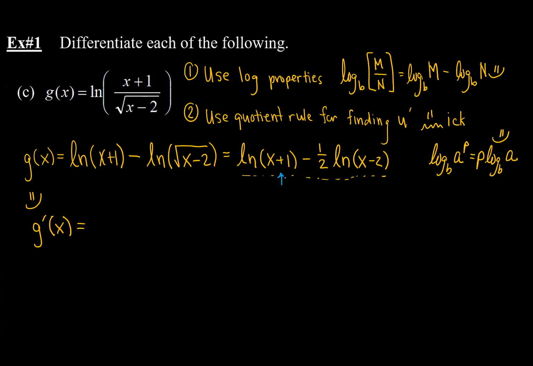For this first one here, the argument is x plus 1. And I take the derivative of that, I'm just going to get 1. For this one, the argument is x minus 2. And the derivative of that is 1. And just don't forget that you've got this 1/2 that's in the front.